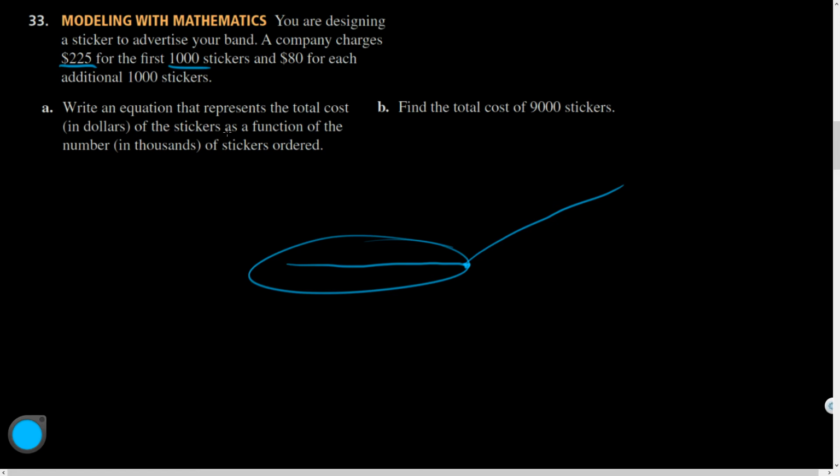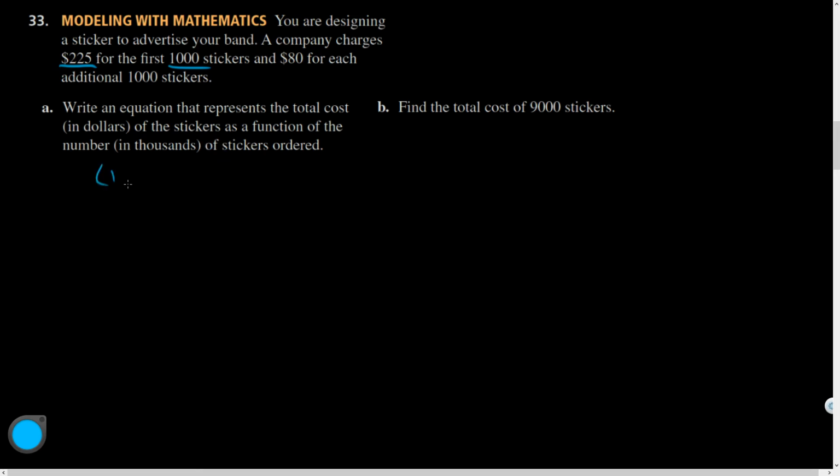No. Of the stickers as a function of number in thousands of stickers ordered. Okay. So X is going to be the thousands of stickers ordered. So that means when X is 1, as in I order 1,000 stickers, I spent $225. And for every 1,000 stickers after that, it's $80 per additional 1,000 stickers. That actually sounds very slope-ish. Well, but it's in thousands. So it's 80 over 1, where 1 is in thousands.